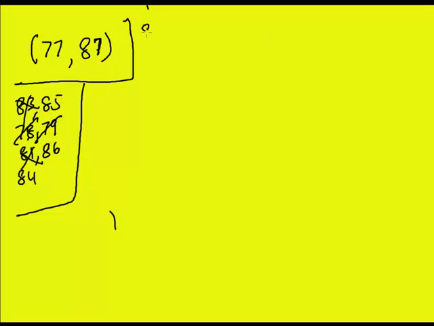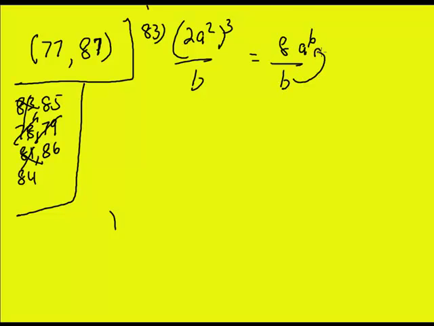Okay, 83 is 2 a squared to the third, all that over b. Okay, they want me to express everything in the form that they asked me to, which means bring all the letters to the top. First of all, I'm going to simplify the top, which is 2 to the third is 8, and a squared to the third is going to give me a to the sixth. All that over b. I just need to move the b to the top, which is going to give me 8, a to the sixth, b to the negative 1, and that's done.